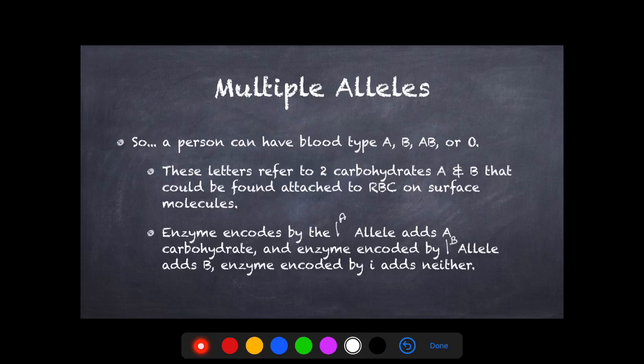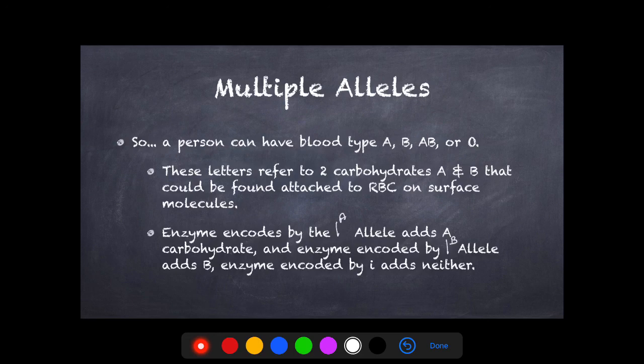So if a person can have blood type A, B, AB, or O, what this means is that these letters are referring to the 2 types of carbohydrates, A and B, that can be found attached to the surface molecules of your red blood cell. I'm going to show you a picture, but A is distinguished in a certain way depending on how it attaches to the surface molecules. Then B, and AB is a combination of A and B, and then O has nothing, right? And that's why people say O is universal.